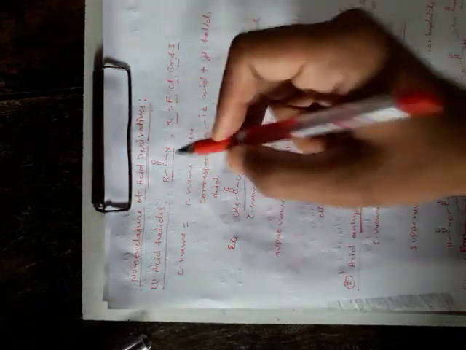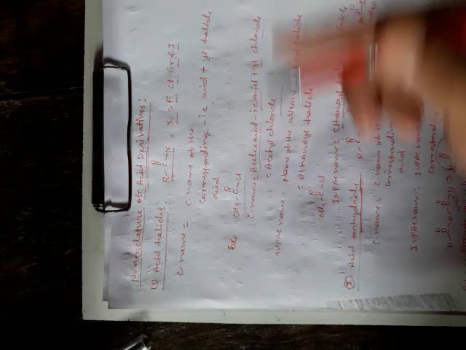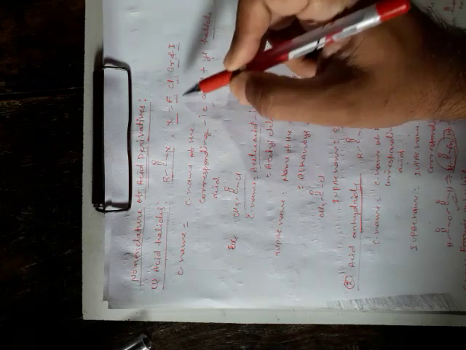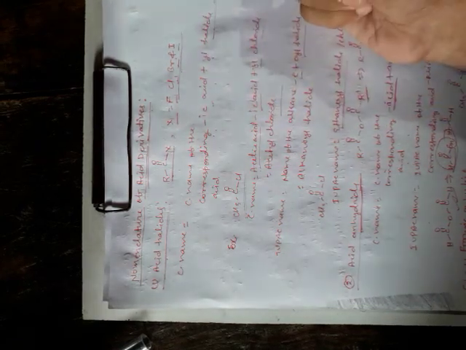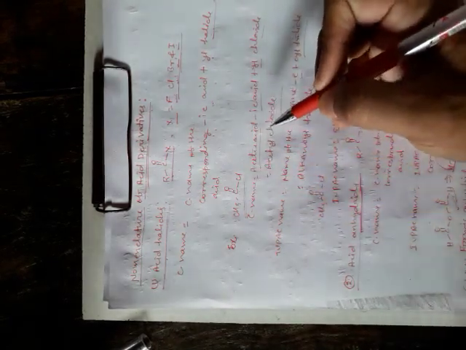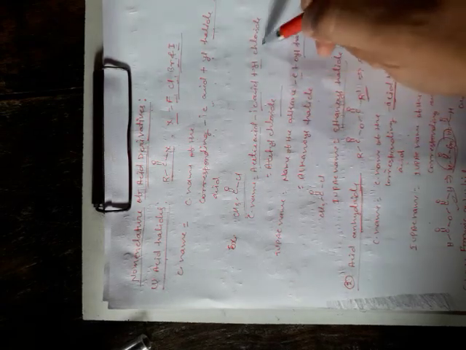bromine, iodine. The common name of the molecule is written by using the common name of the corresponding acid, minus -ic acid, plus -yl halide. Halide stands for fluoride, chloride, bromide, iodide. On the other hand, its IUPAC name is written by using the IUPAC name of the acid, minus -ic acid, plus -yl plus chloride.